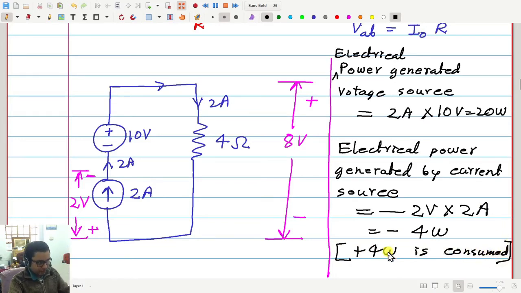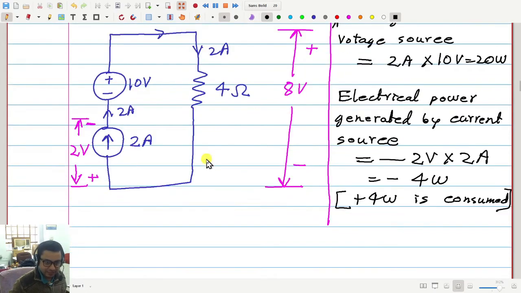Sir, the power consumed will be positive in the resistance and the generated power will be positive in the source. Wait, I'm coming to that. Okay, so now coming to the power consumed or generated in the resistance. In the resistance, 16 watt.